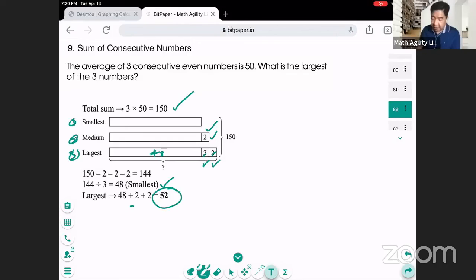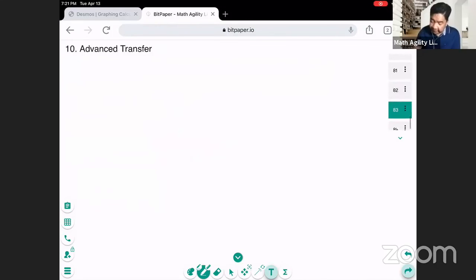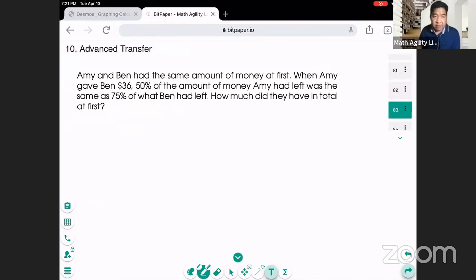And our last question is question number 10. So this is about advanced transfer, okay? So let's read the problem. Amy and Ben had the same amount of money at first. When Amy gave Ben $36, 50% of the amount of money Amy had left was the same as 75% of what Ben had left. Okay?